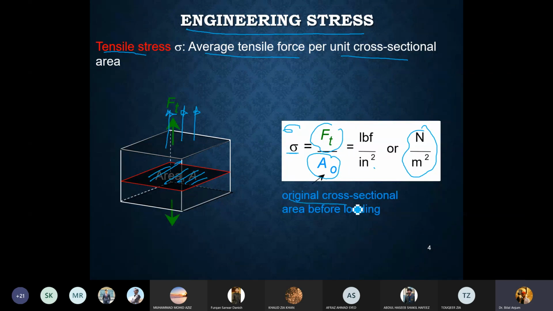A naught is the original cross-sectional area before loading. So Ft is the force that is being applied, and A naught is the original cross-sectional area that was there before the loading was applied.